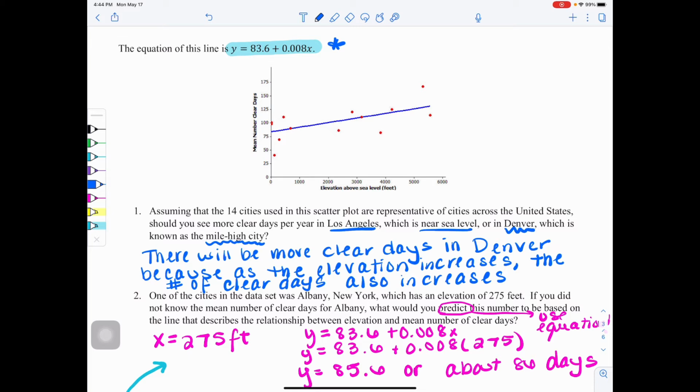So in other words, if I look at the picture, as my elevation increases, the number of my clear days also increases. So there will be more clear days in Denver because as elevation increases, the number of clear days also increases. Denver's mile high, which means it has a higher elevation than Los Angeles.